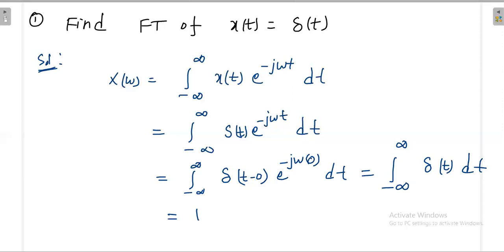This is a very, very important result. For an impulse, if you take the Fourier transform, the answer is 1. Why is it 1? You have an impulse in the time domain, and in the frequency domain you are having 1. This may be something new: in the frequency domain you are getting a constant. We'll try to understand the meaning of this constant. So this is in the time domain, and this is in the frequency domain.